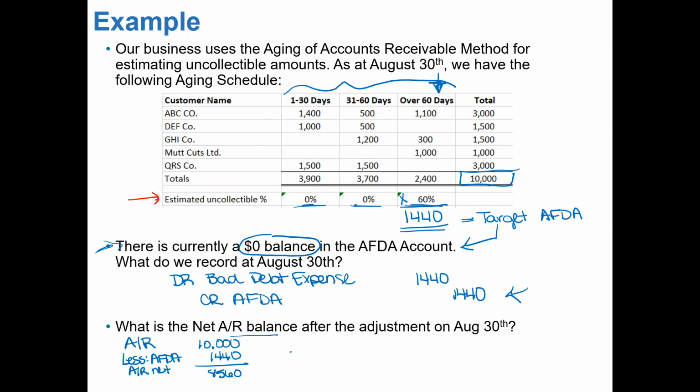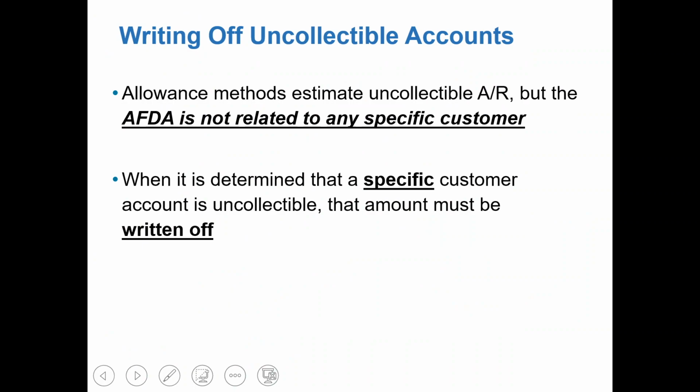So we've got this estimate. We still don't know which customer, but we're just looking at this overall somewhere in 60 days. We think that we won't be able to collect 1,440. So the allowance, as we just said, AFTA, is not related to a specific customer. It's an overall estimate that we don't think we can get, but we don't know yet who. However, eventually it will be determined who the specific customer is, or when there's a specific customer that is not going to be able to be collected from.